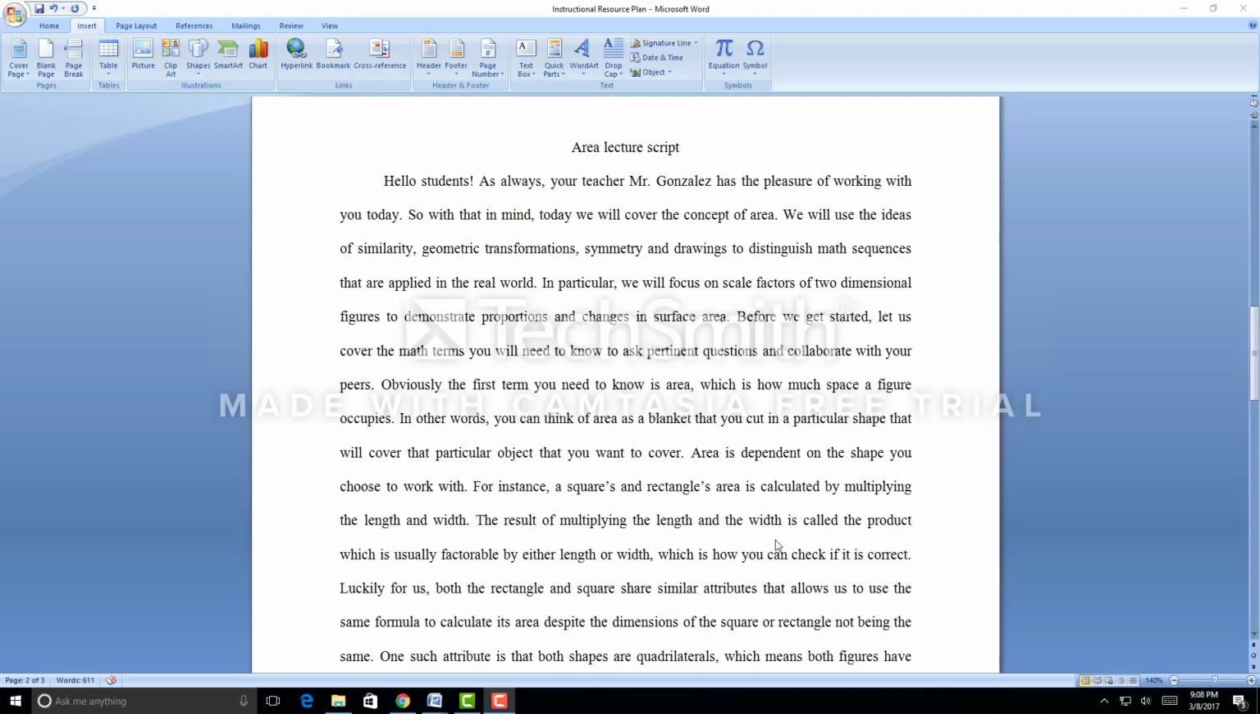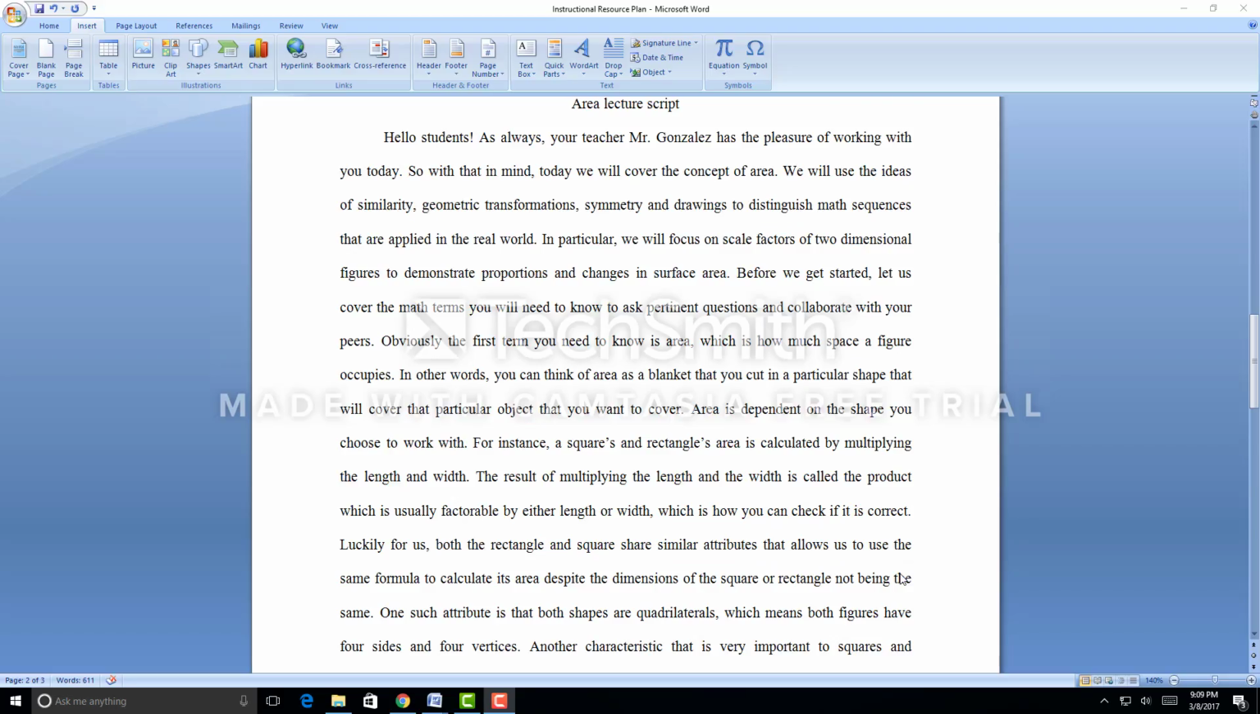Area is dependent on the shape you choose to work with. For instance, a square's and rectangle's area is calculated by multiplying the length and the width. The result of multiplying the length and the width is called the product, which is usually factorable by either the length or the width, which is how you can check if it is correct.